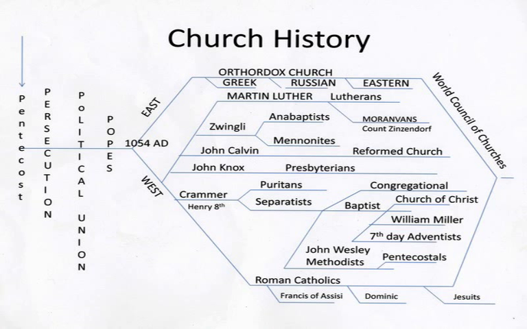The Roman Catholics have several orders. We have Francis of Assisi, the Dominicans, and the Jesuits. Then we have a whole effort of trying to get them all back together again, the World Council of Churches. So this gives you a whole overview of church history and where some of the different denominations have come from.